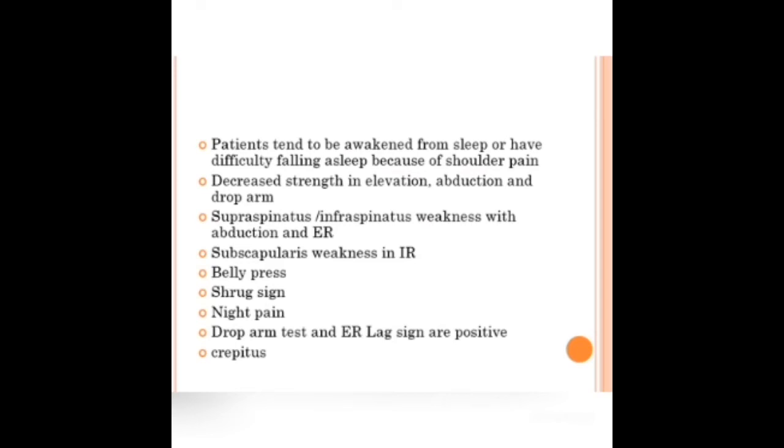Decreased strength in elevation, abduction and drop arm is noticed. Supraspinatus or infraspinatus weakness with abduction and external rotation is seen. Subscapularis weakness in internal rotation is seen. Belly press, shrug sign, night pain, drop arm test and external rotation lag sign will be positive. Crepitus also is noticed.